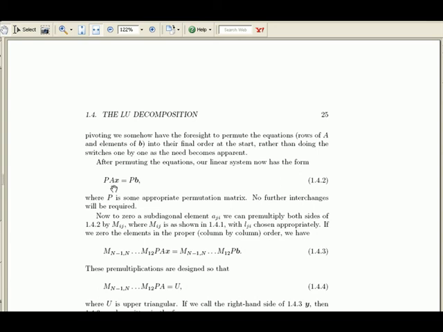So basically you can imagine that we're solving AX equals B. If we multiply by a permutation matrix P, which switches the rows of A and the corresponding elements of B, then you don't have to do any further pivoting. So you're essentially finding the LU decomposition not of your original A, but of PA.